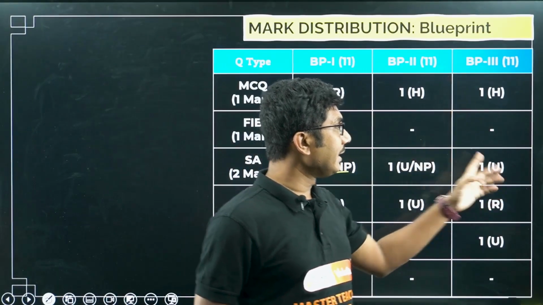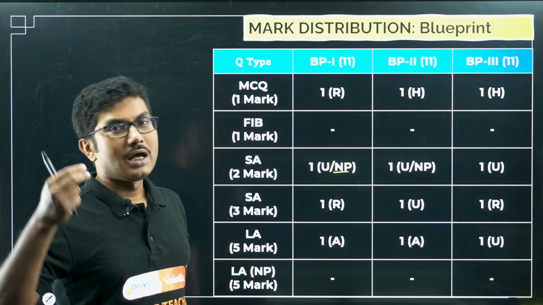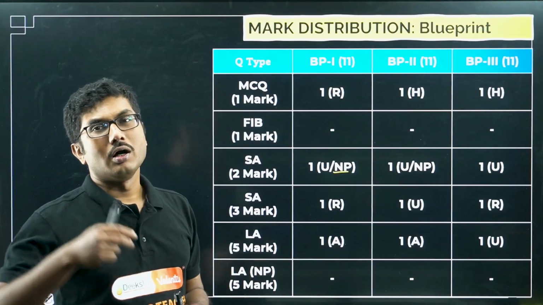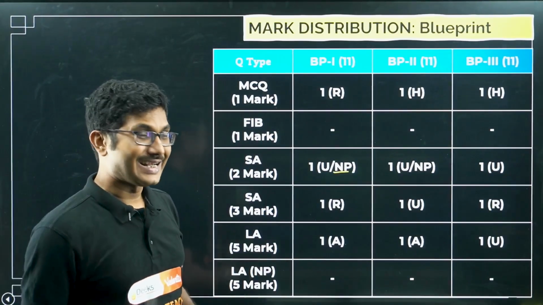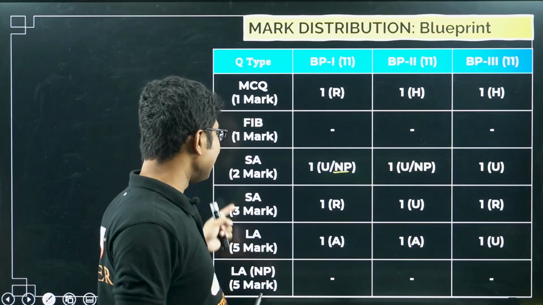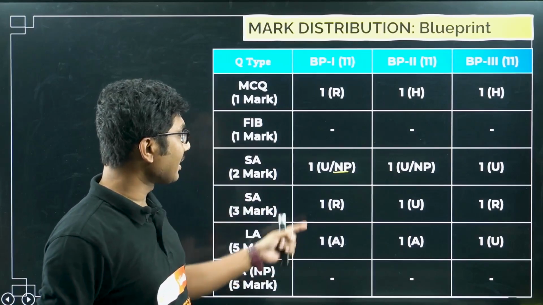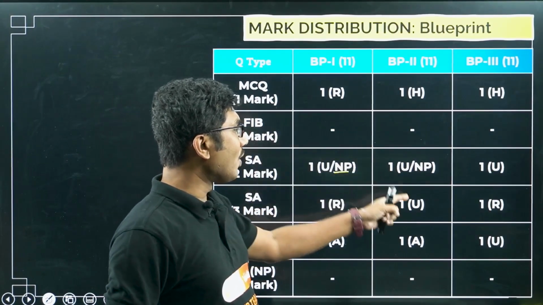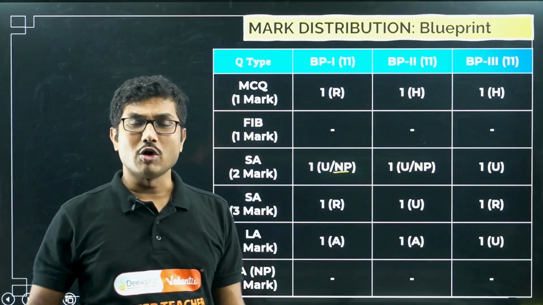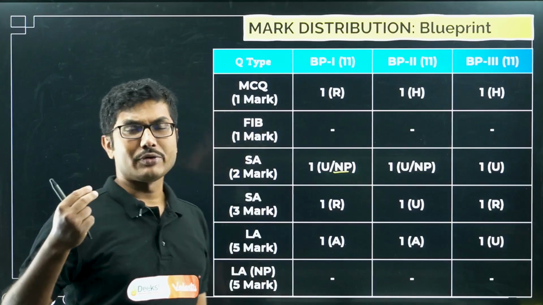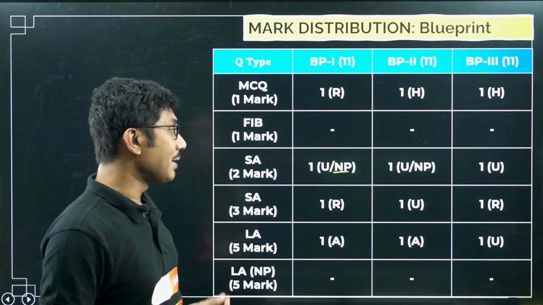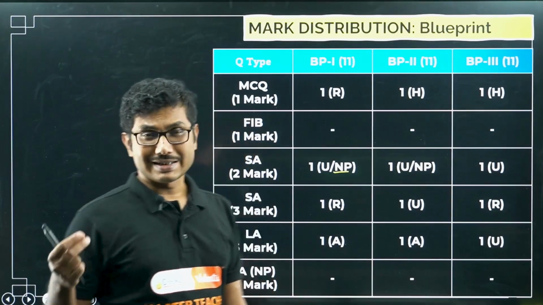And in blueprint 3 it is simply an understanding based question, so maybe if you are getting blueprint 3 for your final exam, then they will give you a question based on understanding, not only writing. We will discuss everything. In the 3 mark small answer type questions, there will be 1 remembering question, 1 understanding question, 1 remembering question. So on average 2 of the 3 are remembering questions, where they will give you some theory and ask you to write it down, and in some cases they will ask you an understanding based question.